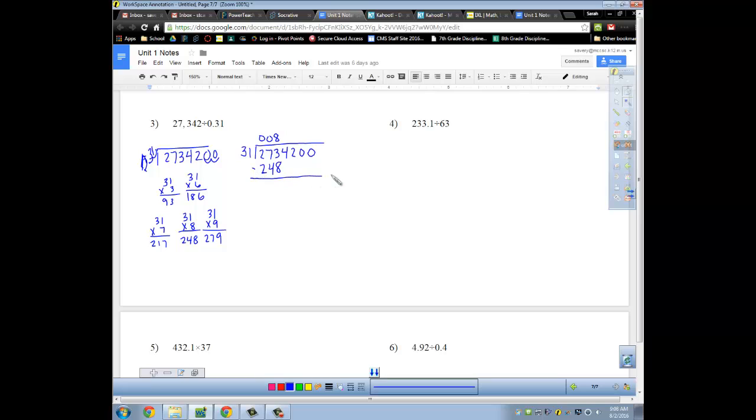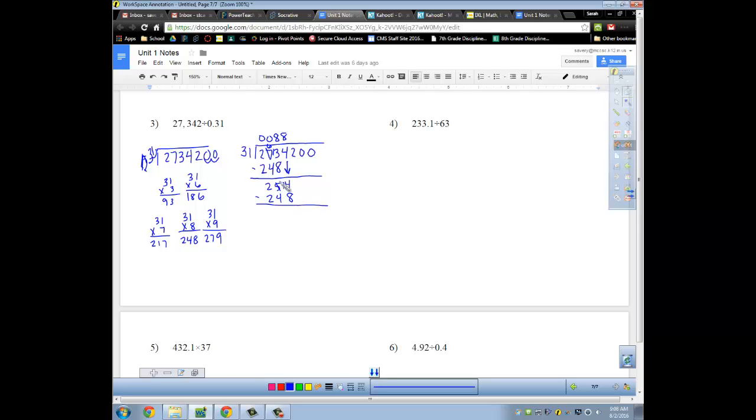Then we subtract those. So I'm going to do 273 minus 248, so I need to borrow. And 13 minus 8 is 5. 6 minus 4 is 2, and 2 minus 2 is 0. Then I'm going to bring down this 4. So I need to figure out how many times 31 is going into 254. Well, I already did the work over here. I know it's 8 again, because 279 is too big. So 31 times 8 was 248. So subtract those.